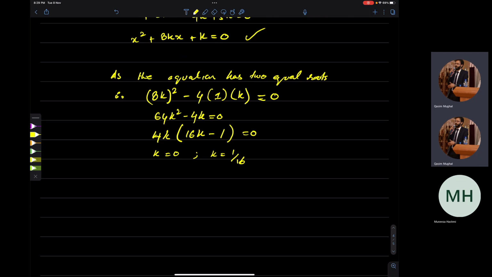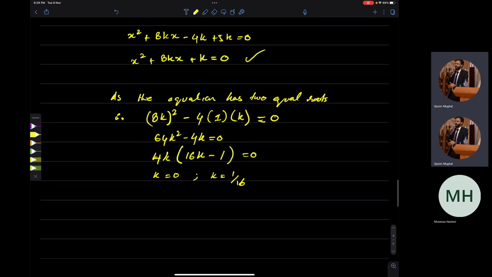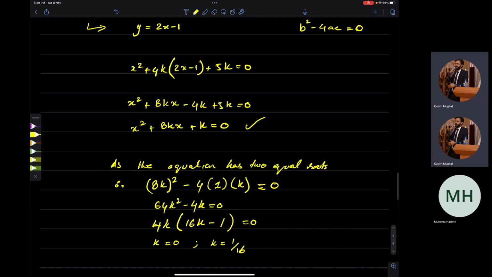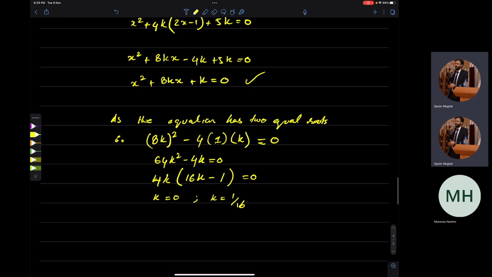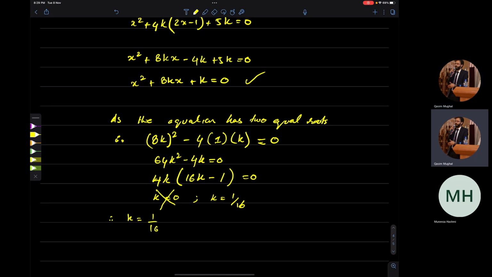Find the value of k. Okay, so in the beginning, the examiner said that k is a non-zero constant. So I'll have to ignore this one. Therefore, k is 1 by 16. Okay? Yes, sir.